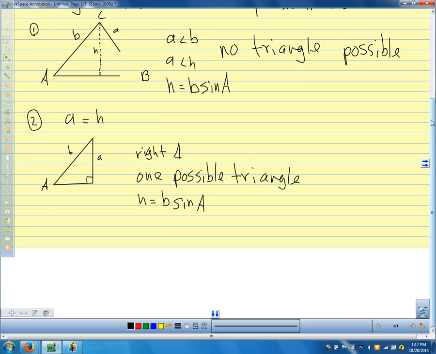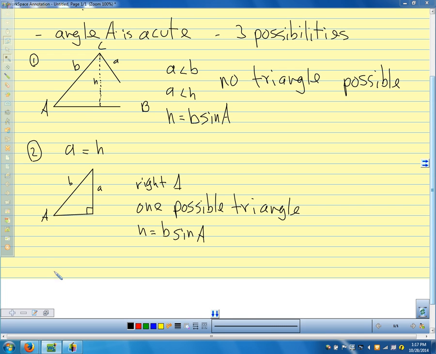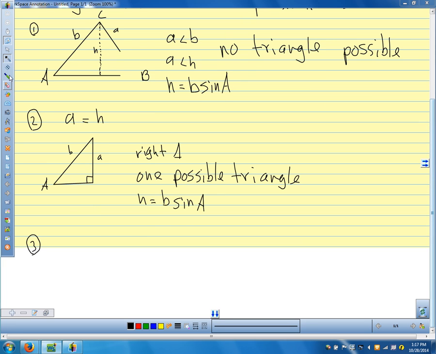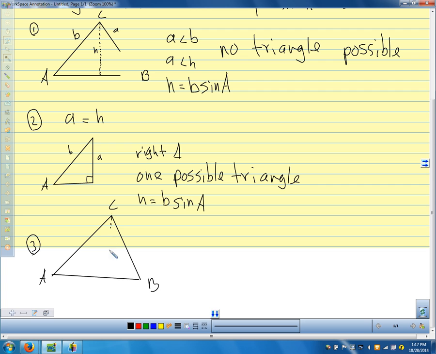And then our third possibility. That's when things start getting interesting. So I'm going to draw my generic triangle like this. And we're going to say this is A, this is B, C. I'm going to draw in my height.